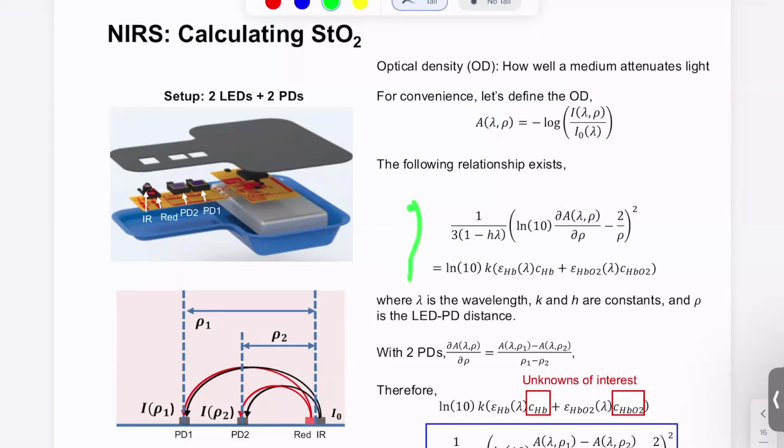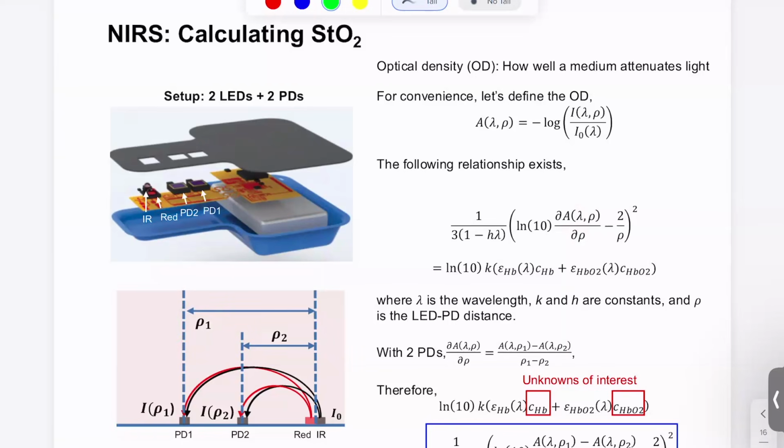And it turns out there's a relationship that applies to our tissue. We are not going to go deep into why this works. We can find it in the literature. Let's look at this equation. On the left-hand side, we have 1/3 times 1 minus h lambda. h is a constant, lambda is your wavelength. Then we have a square of something. In the square, we have natural log 10 times the derivative of optical density with respect to distance, then minus 2 over rho. Rho is the distance between your PD and your LED.